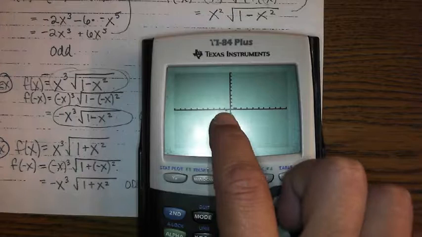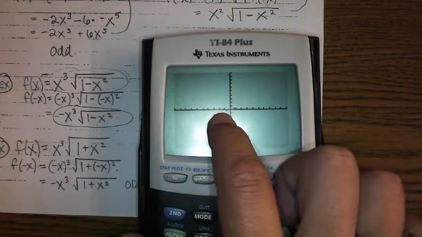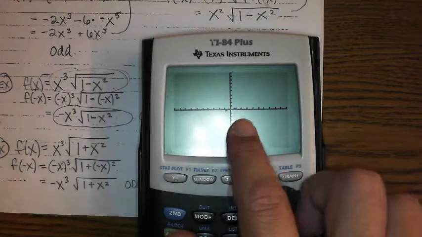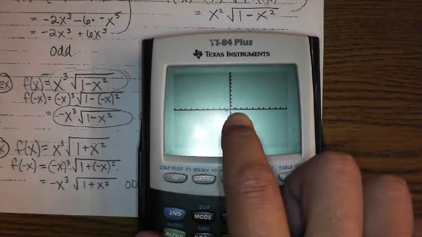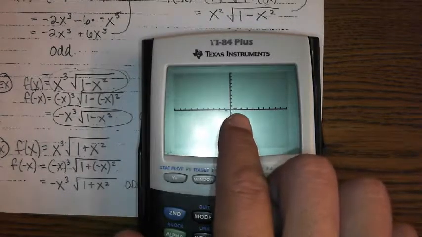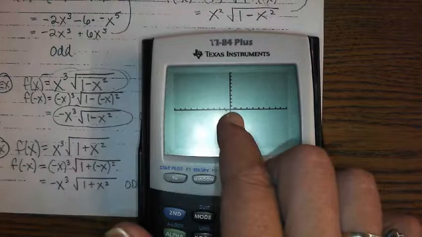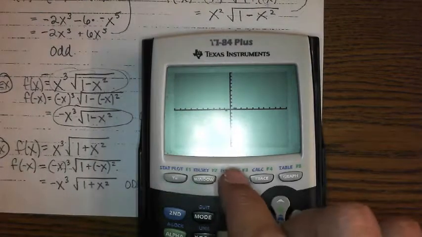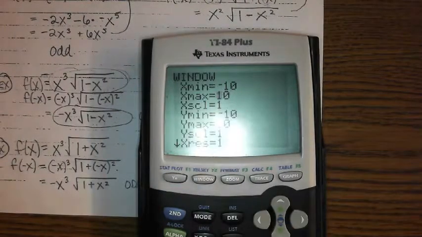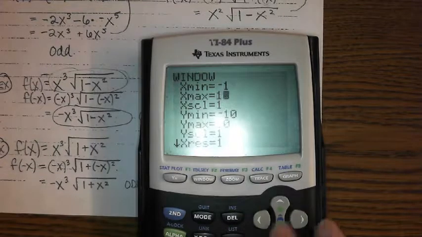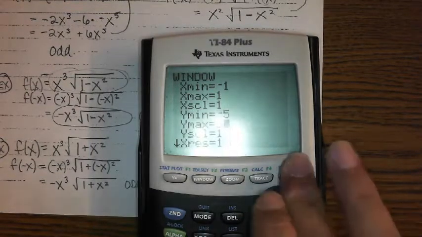Now, something very, very small happened right in here, and that's the limit of the graph. This range, or domain rather, is only between -1 and 1. So I'm going to change my window and go from -1 to 1 and -5 to 5 just to zoom in a little bit.